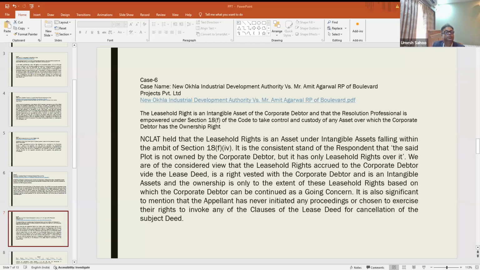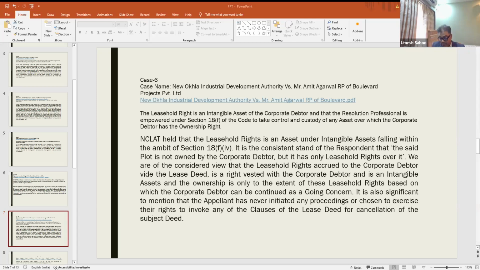Chhattisgarh State Industrial Development Corporation has given some property to the corporate debtor. Now CSIDC is stating that you cannot take my property in a liquidation state. That is the stage of liquidation. This case came to the court of law.